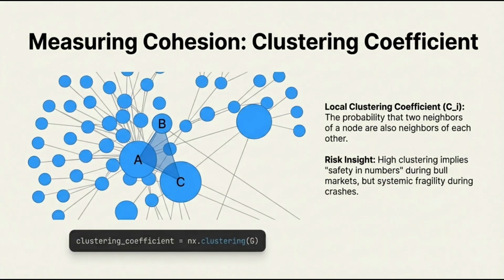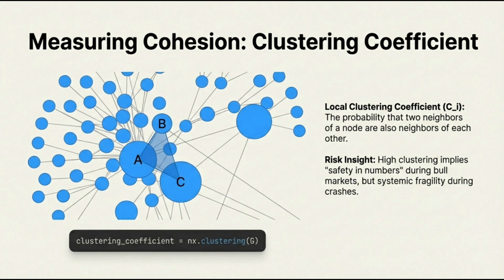Here we measure cohesion using the clustering coefficient. The diagram focuses on a node A and 2 of its neighbors, B and C. The local clustering coefficient asks a simple question. If A is connected to B and C, are B and C also connected to each other? In other words, do a node's neighbors form triangles? High clustering means the answer is often yes.